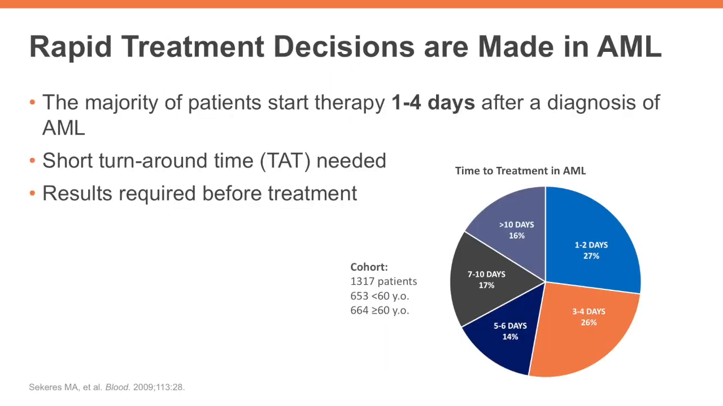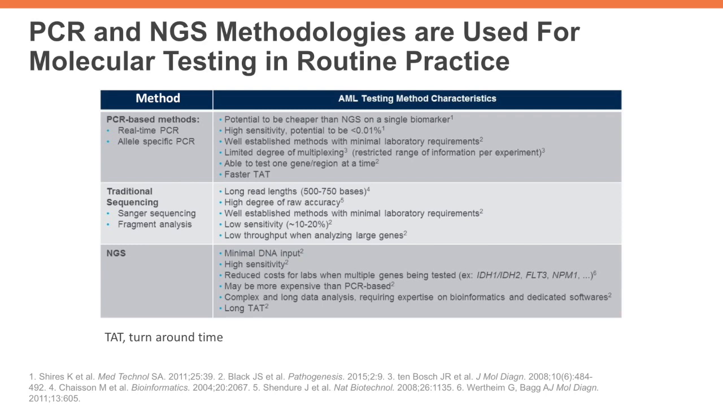So we know that rapid treatment decisions are made in AML. And this paper by Mikhail Zakaris showed time to treatment in AML, and that the vast majority of patients start therapy 1 to 4 days after a diagnosis of AML is made. So short turnaround time is needed on these tests, and the results are required before treatment. Cytogenetic tests take days to grow. FISH tests are generally resulted in a day or two. And then we come to molecular tests.